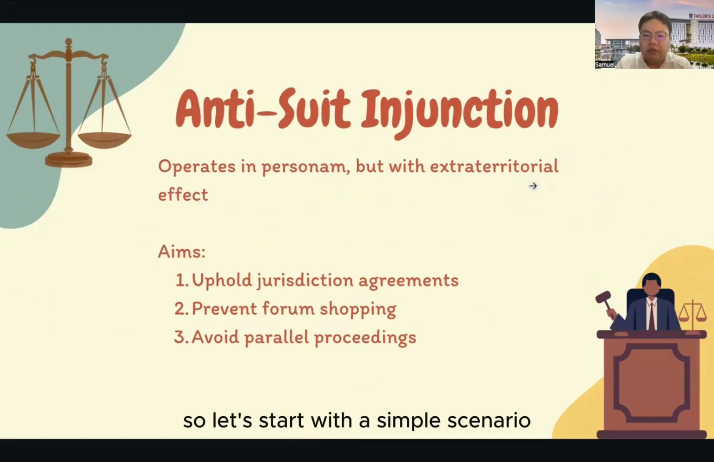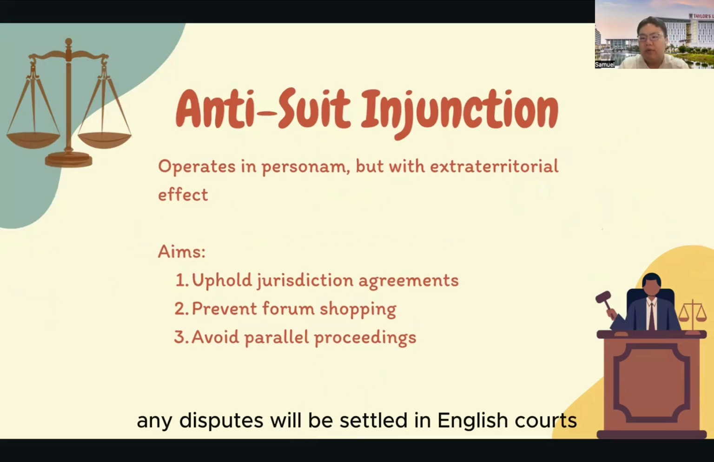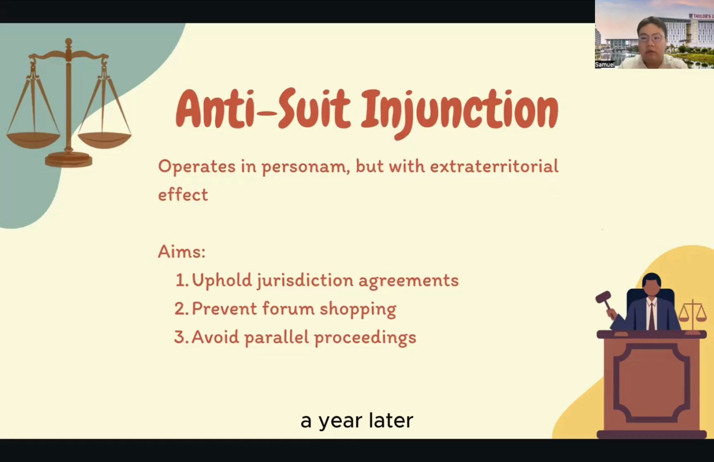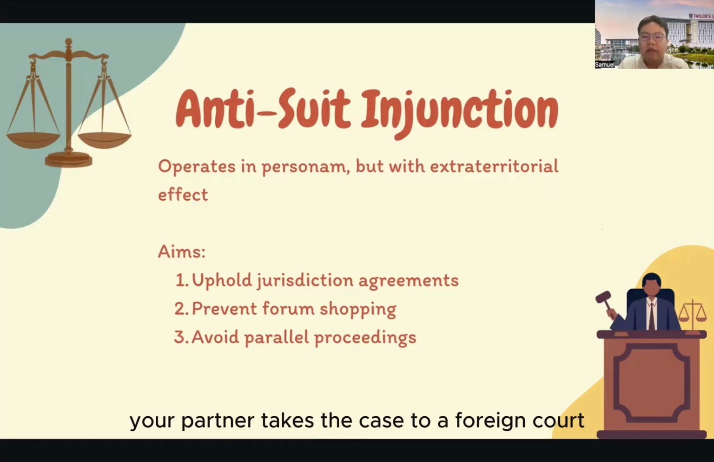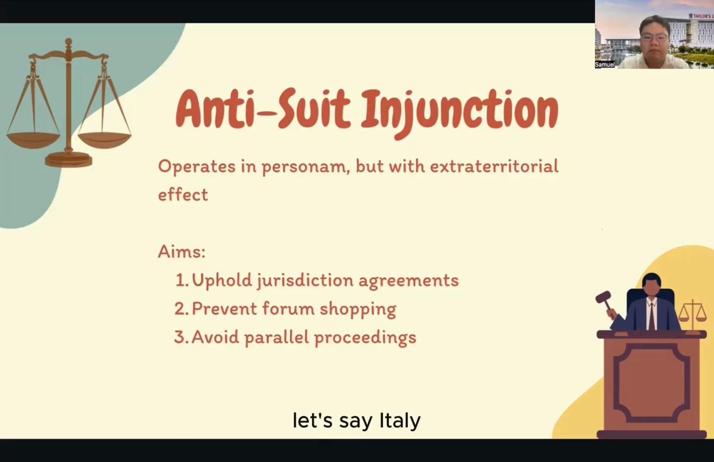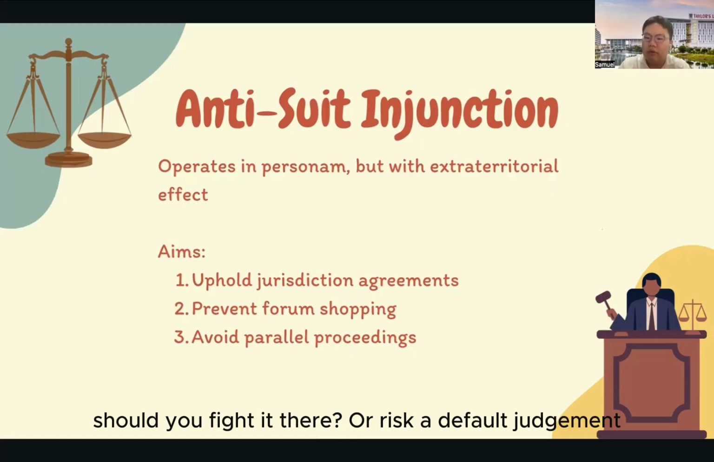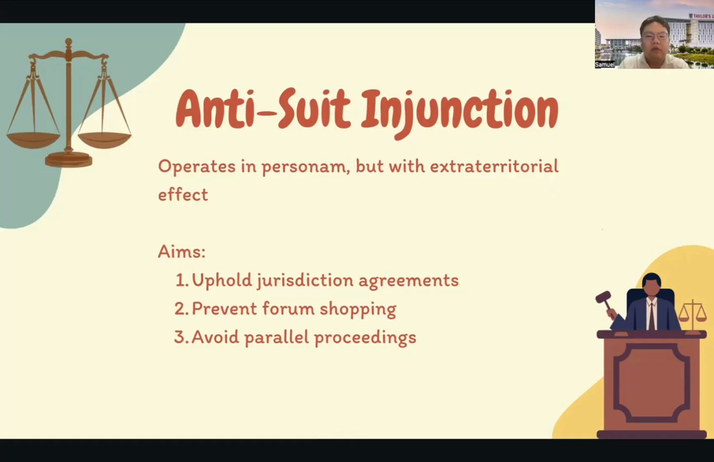So let's start with a simple scenario. Imagine you and your business partner sign a contract that clearly states any disputes will be settled in English courts. A year later, things go south, and instead of suing you in England, your partner takes the case to a foreign court, let's say Italy. Now you are stuck. Should you fight it there or risk a default judgment? That is where an ASI comes in.